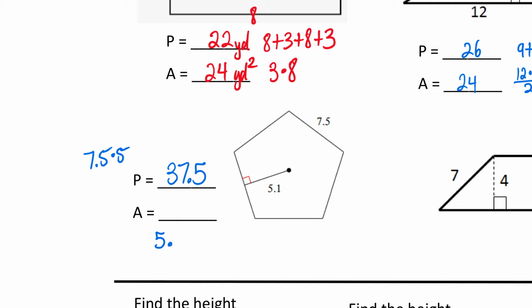How are we going to find the area of this regular pentagon? Okay, good. So just like the last one, we're going to take the apothem times the perimeter divided by 2. 95.63. All right, square units.